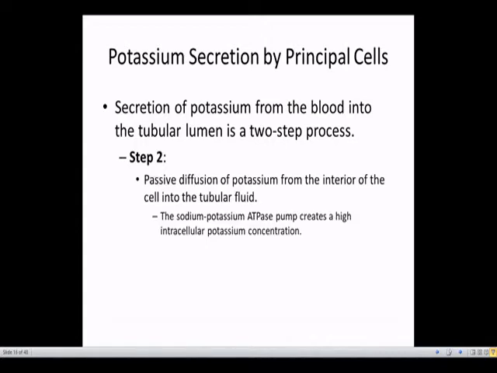The second step is passive diffusion of potassium from the interior of the cell into the tubular fluid. The sodium potassium ATPase pump creates a high intracellular potassium concentration, providing the driving force for passive diffusion of potassium into the tubular lumen.